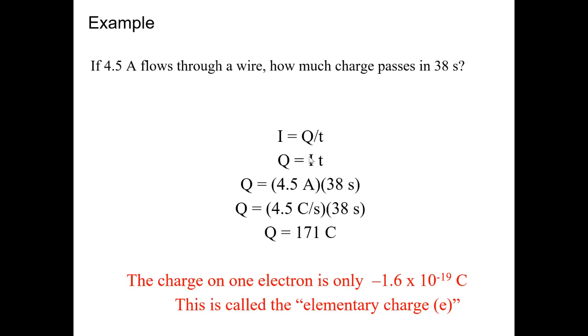Knowing the charge on an individual electron, we can also work out how many electrons are flowing in 38 seconds. For 171 coulombs, there's a certain number of electrons flowing, and I don't even know how to say that number. It's so big. Just a key point, the elementary charge is a constant that we use in physics. You'll use that more in Physics 12.